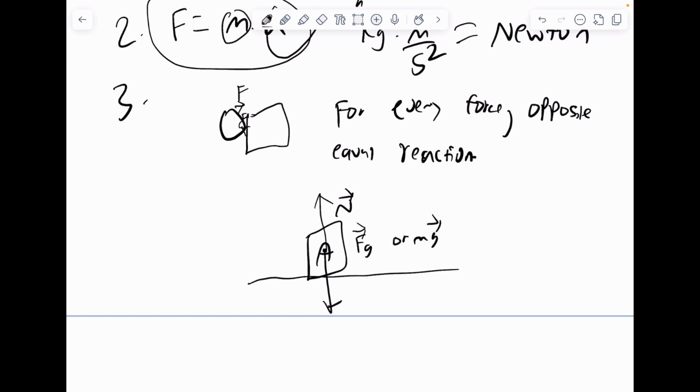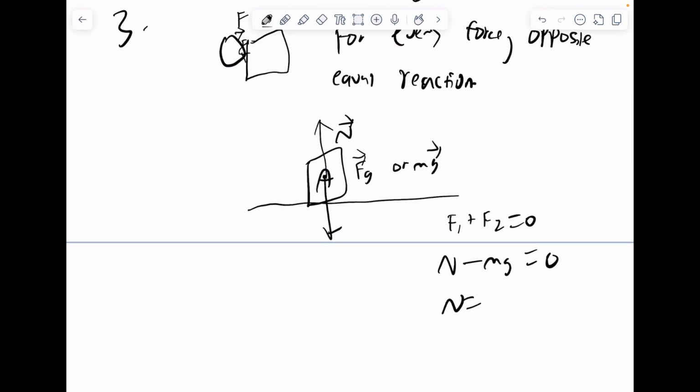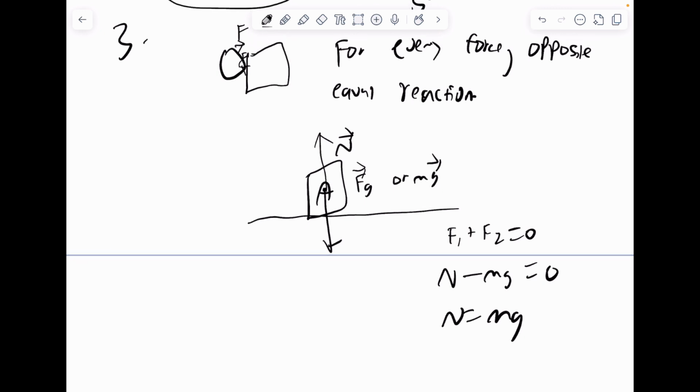If we do the calculations in which up is positive and down is negative, and let's say that N equals F1 and mg equals F2, then F1 plus F2 is equal to 0. Then we have N minus mg equals 0, so N must be equal to mg. This works because, like I said, the block is not accelerating upwards or downwards, so the net force there would be 0, and it follows from Newton's first law. The force of gravity is usually going to be a very key force that you need to know whenever you are drawing a free body diagram.